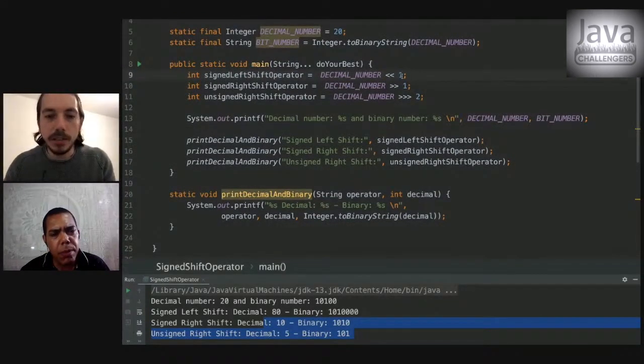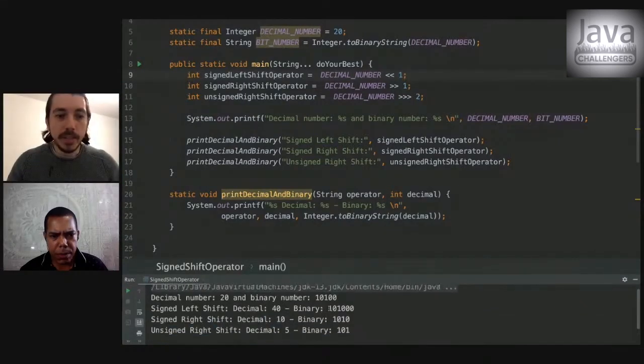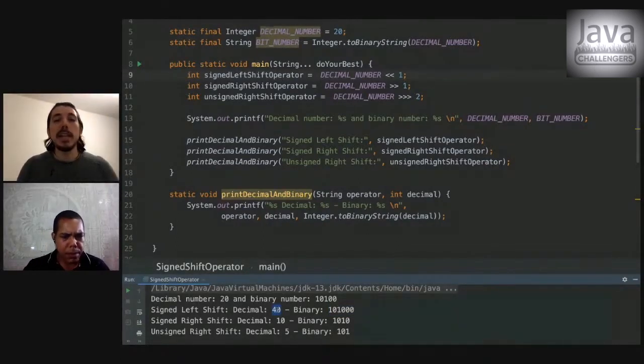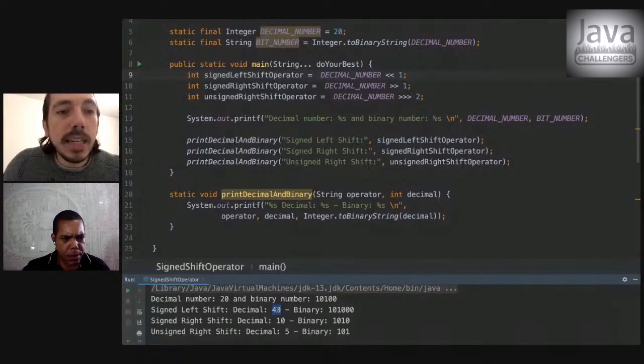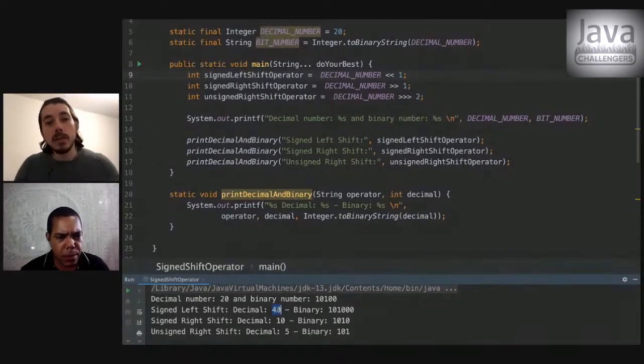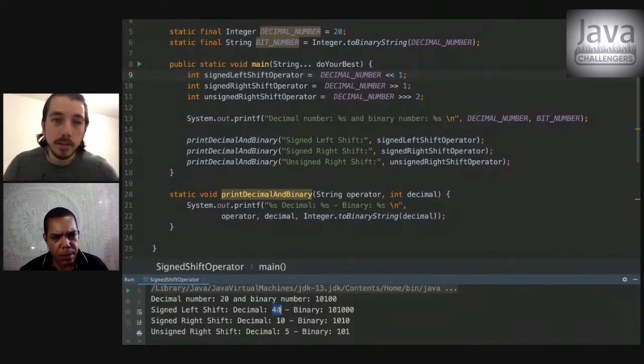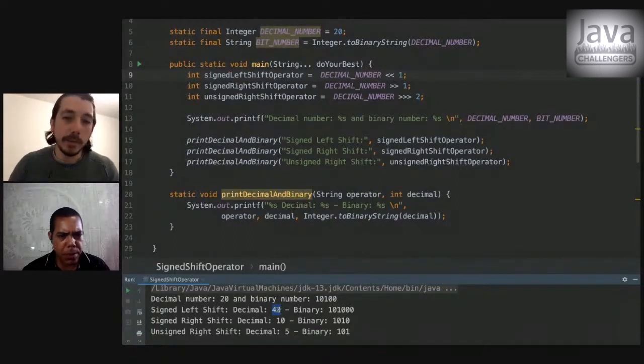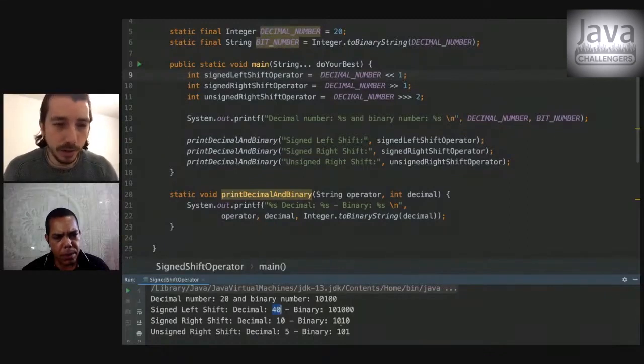We're going to have 40 for the left shift operator. As you can see, with the left shift operator, the 101 was moved once to the left, and this binary number represents 40 in decimal, which means that if we use the left shift operator, we're doubling the number. And if we use the right shift operator by just 1, we would get the half of the number. That's pretty much it for this challenge.